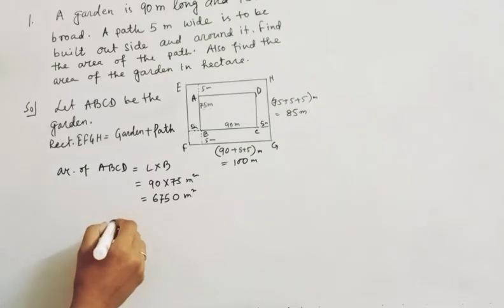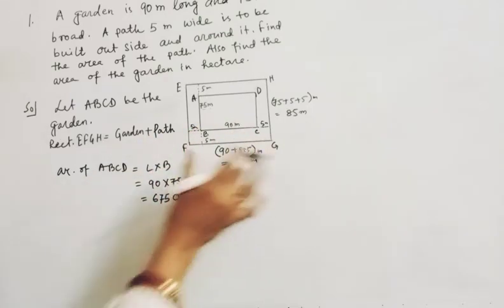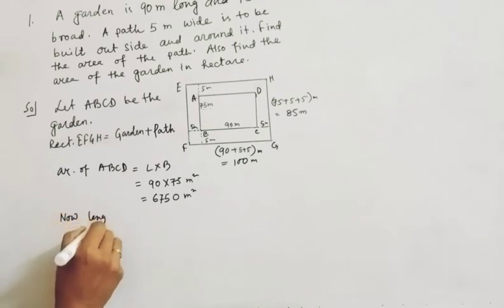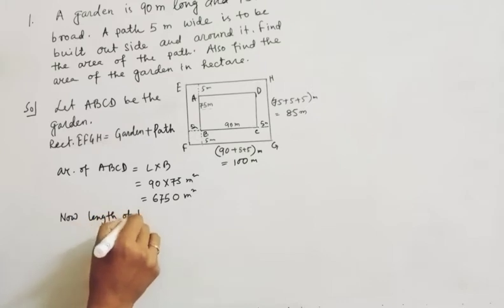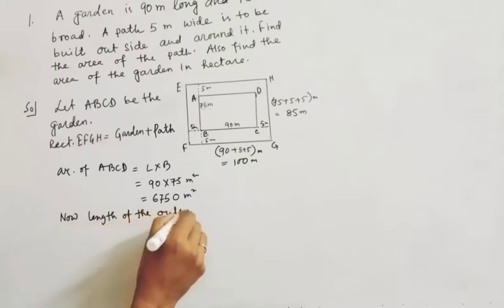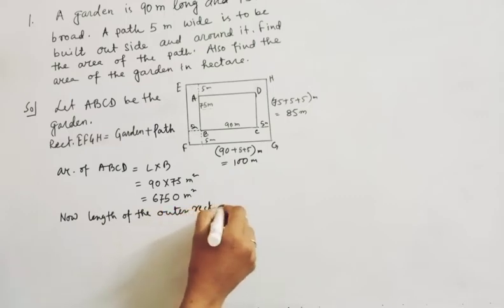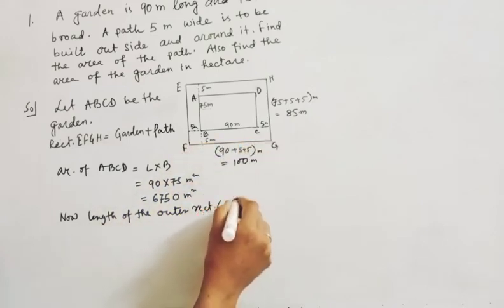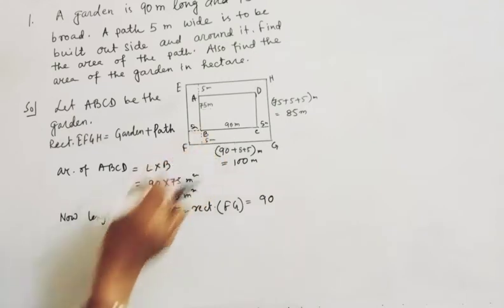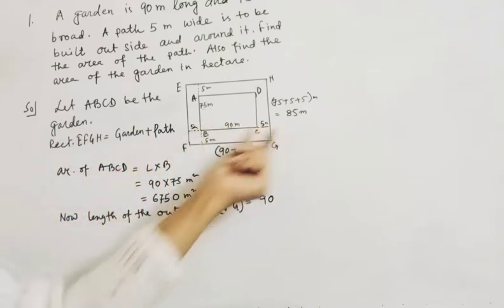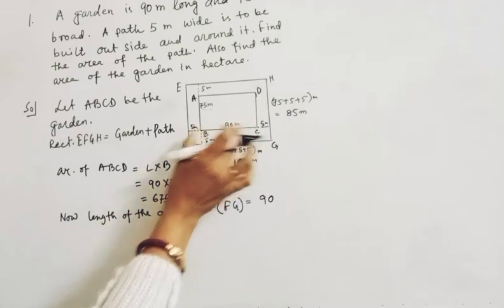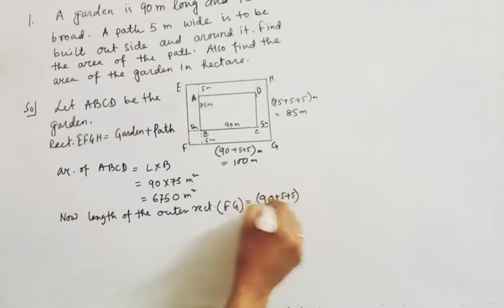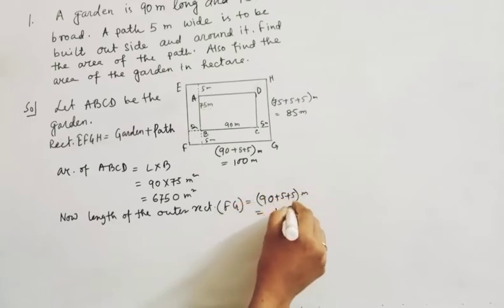Okay, now after that you will find the length of the outer rectangle. Length of the outer rectangle, that is FG, equals 90 before, and because a 5-meter wide path is here and a 5-meter path is here, with 90 you have to add 5-meter plus 5-meter. So it is 90 plus 5 plus 5-meter equal to 100-meter.